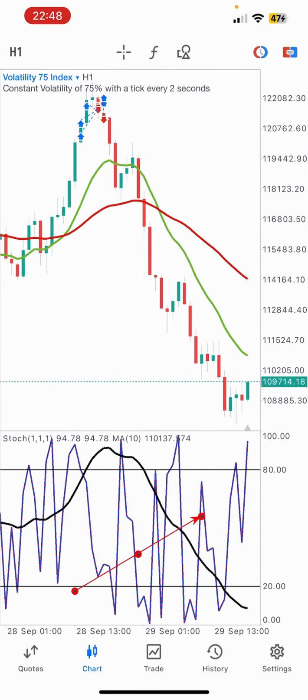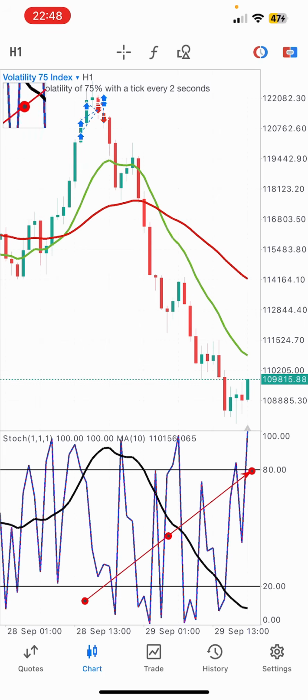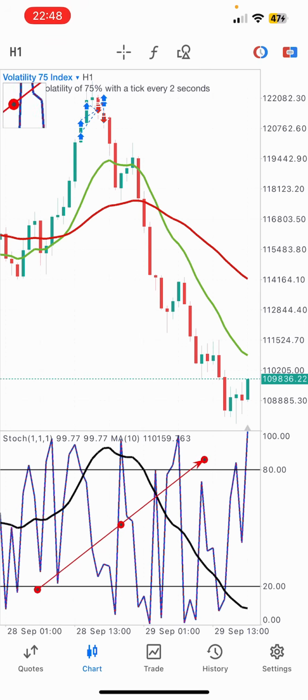So firstly, I want to explain the key components of this particular strategy. You see where this arrow is pointing? We have this 80. This 80 is our overbought level. What do we mean by overbought?